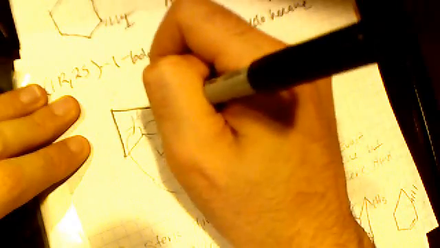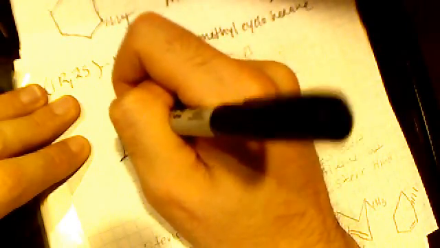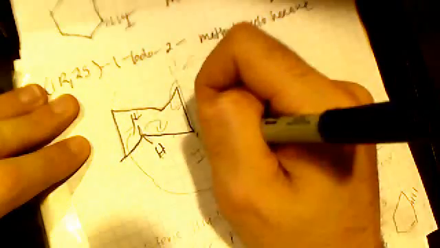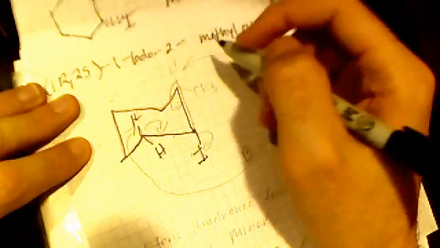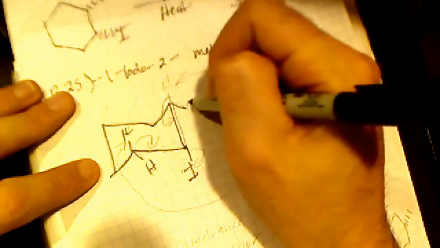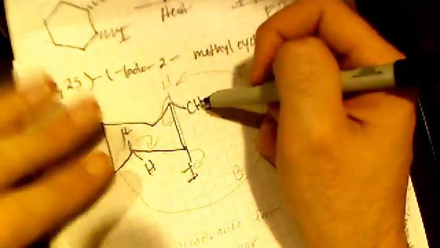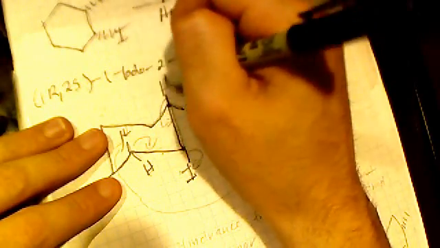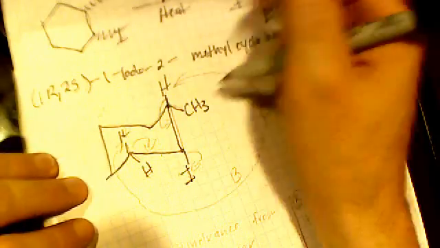Let's draw out the molecule. So we put the I in an axial down position and the CH3 in an equatorial down position, so that it would be easy for us to eliminate the I.